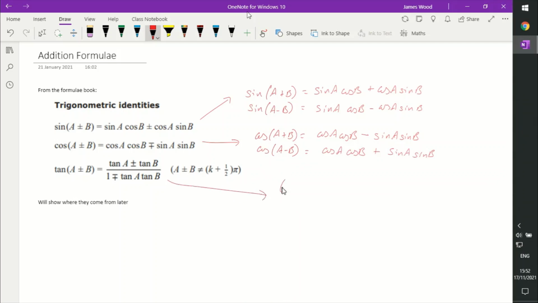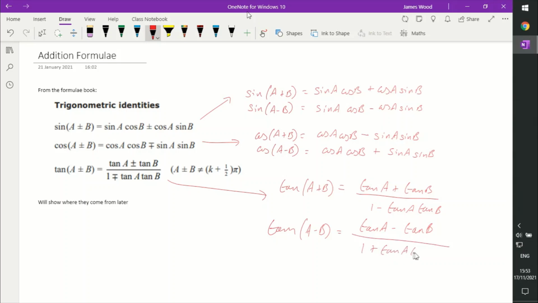The last one for tan. Tan of A plus B is tan A plus tan B divided by 1 minus tan A tan B. Because when I'm using the top symbol here, I use the top one from this one and the top one from this one. When it's tan A minus B, then I'll get tan A minus tan B on top. And on the bottom, I'll get 1 plus tan A tan B. Okay, there we go. So we've actually got 6 formulae here.